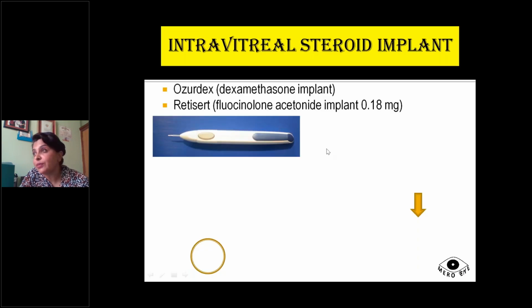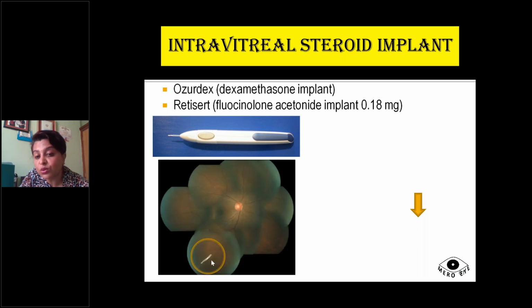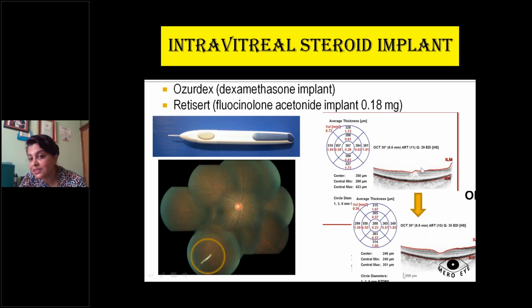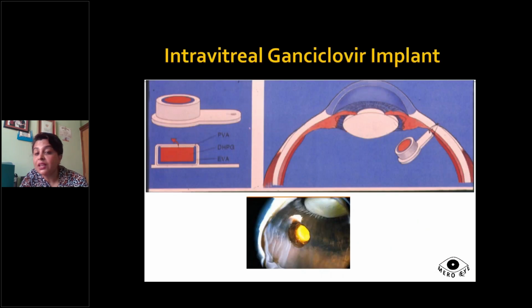If you are coming across cases with chronic macular edema or refractory edema, then you have the options of implants like Ozurdex. This is the in situ photo with the Ozurdex implant, and this is the OCT picture of one of our patients where we have implanted, and the macular edema that was 367 micron had gone down to 288 micron with the implantation of Ozurdex. And there are some other options like the fluocinolone implant, that is Retisert. Ganciclovir implant had been in use in the past but has not been that popular at present.